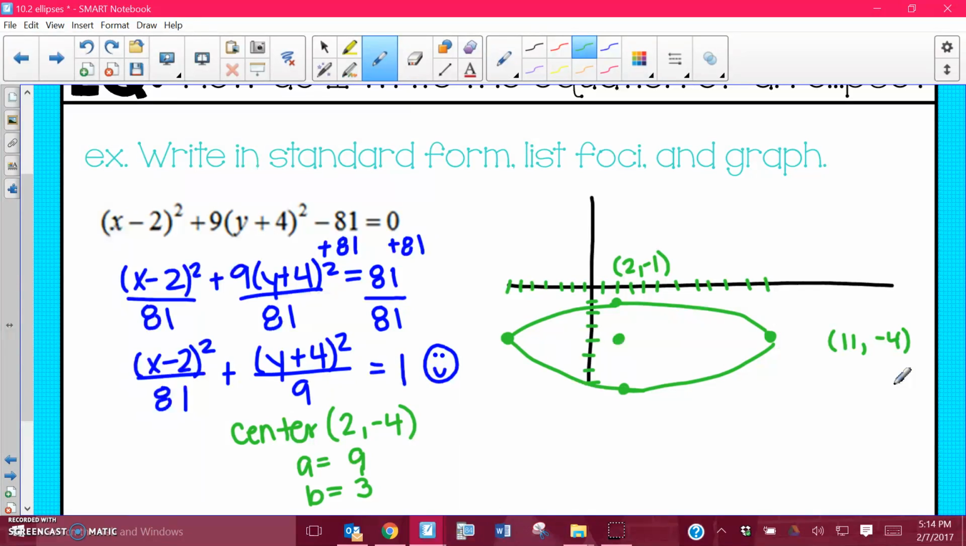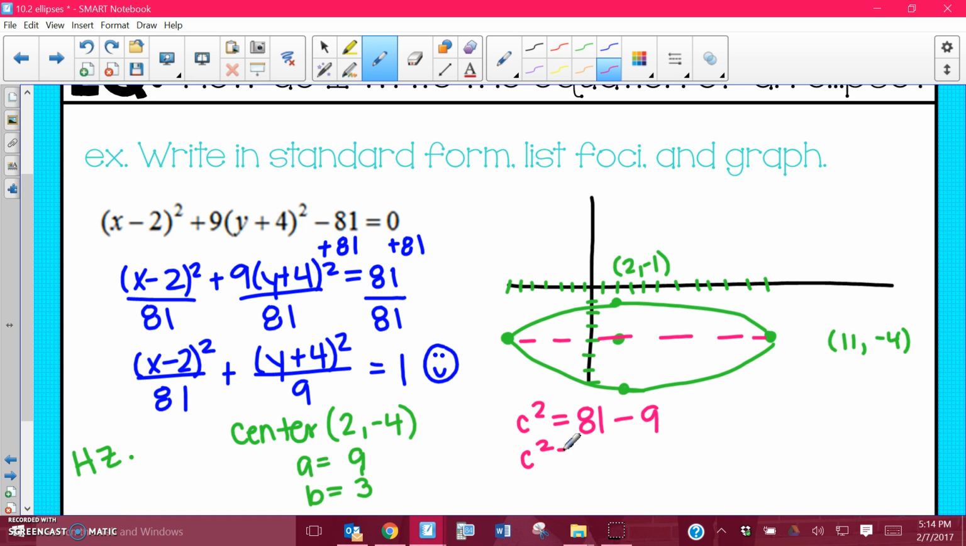Okay, so again, the reason I knew that this was going to be horizontal was because my bigger number was underneath my x. Or when I graphed it, I can see that it looks fat instead of tall. So the last thing I need to do is find my foci. I know my foci are going to be along my major axis, which is going to be this one, my horizontal axis, but I don't know the distance. So in order to find that, I'm going to use my messed up Pythagorean theorem, which is c squared equals a squared minus b squared. Now you know why a squared is the biggest, so that way I don't have any issues with negatives.